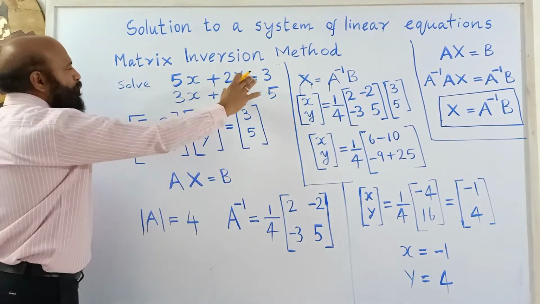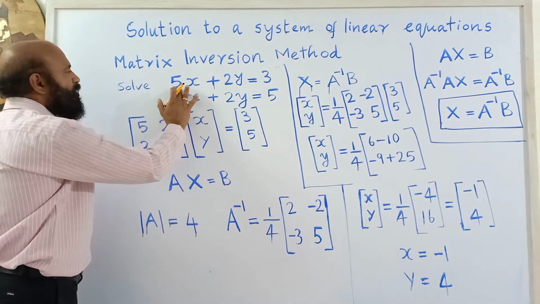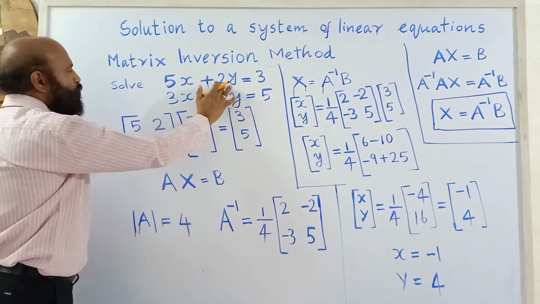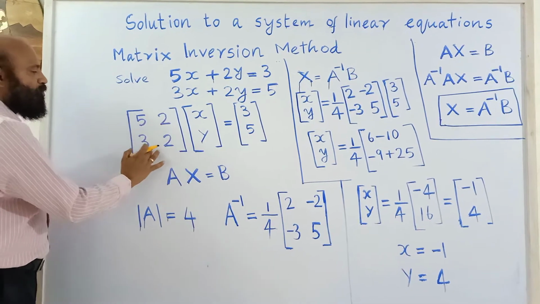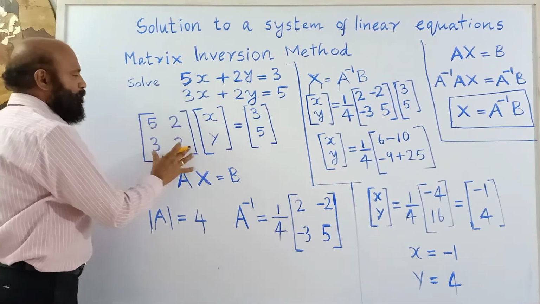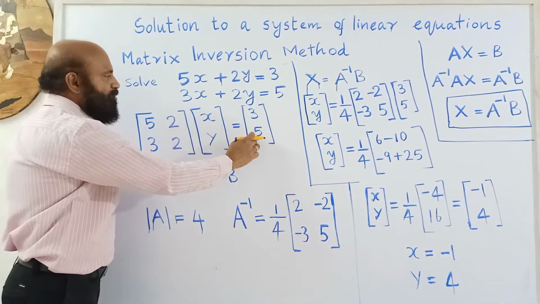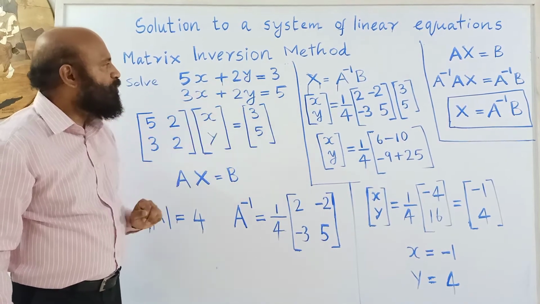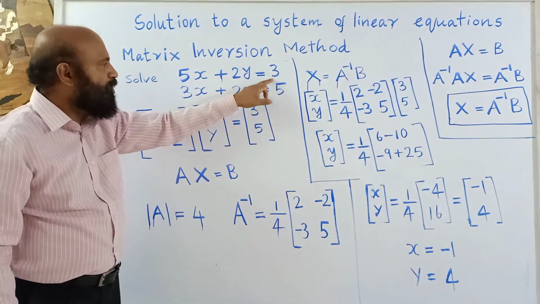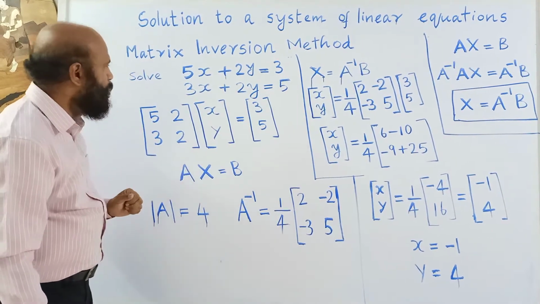Now the given system of equations can be written in the matrix form like this. Here coefficients are 5 and 2, 3 and 2. So this is the coefficient matrix 5, 2, 3, 2. The solution set is x, y, then the constants. Suppose every number here is 0, then it is called homogeneous equations. Now this is a non-homogeneous equation.